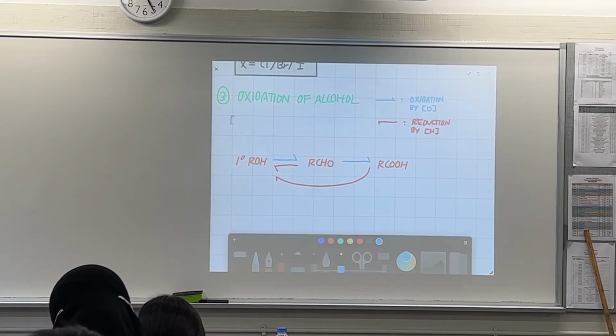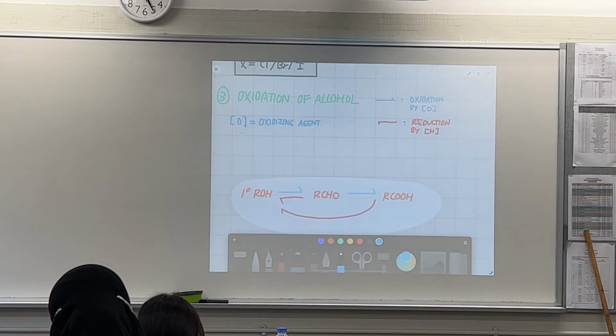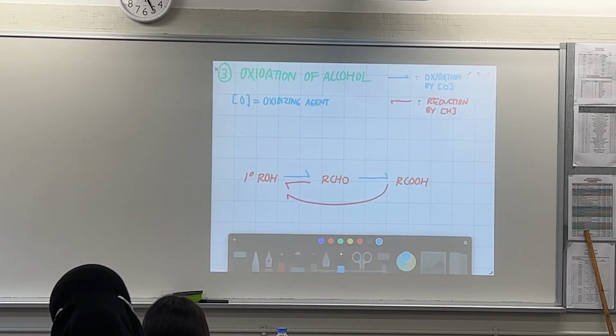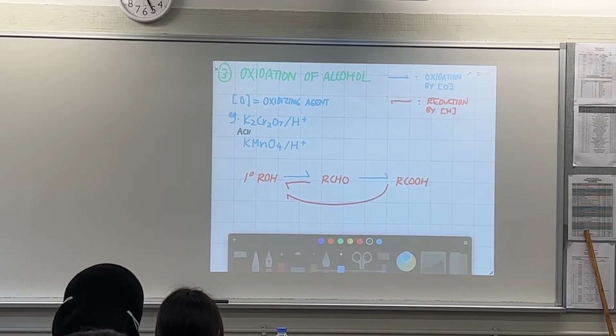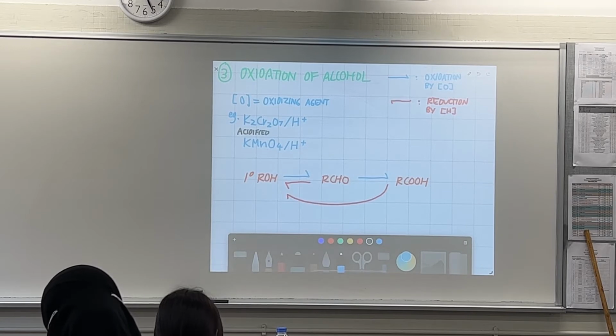So bracket O means oxidizing agent. There are two oxidizing agents that we have in the chemistry lab, but the most commonly used one is K2Cr2O7, acidified. And the other one is KMnO4, acidified. You may want to put down the name just once. I don't like to ask students to copy these words, but for once, put down the name.